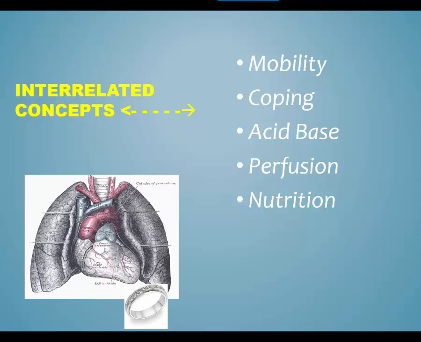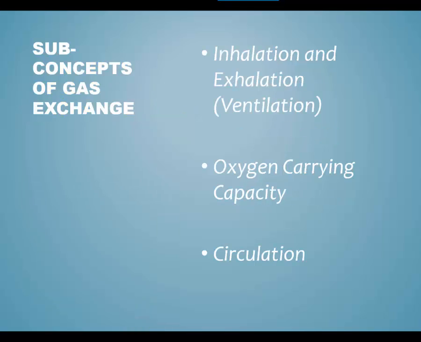Next, we have our interrelated concepts of mobility, coping, acid-base, perfusion, and nutrition. Gas exchange can be affected by these, as well as these interrelated concepts can be affected by gas exchange. For example, the postoperative patient on bed rest can more easily develop pneumonia than one that is up ambulating in the halls. These are considered sub-concepts: inhalation and exhalation, oxygen carrying capacity, and circulation.